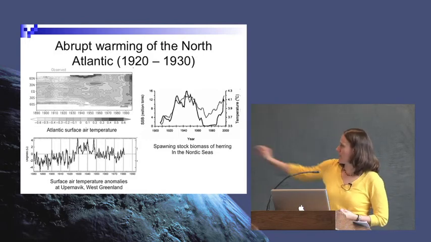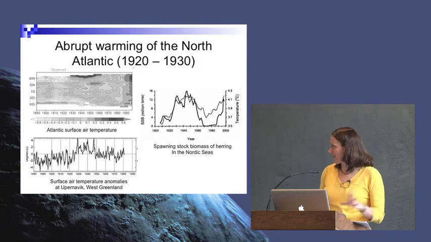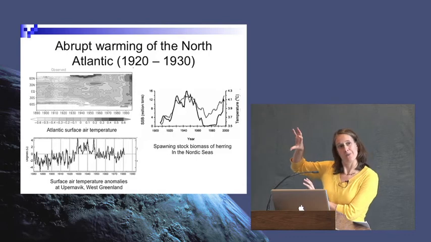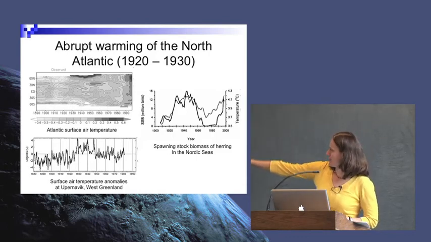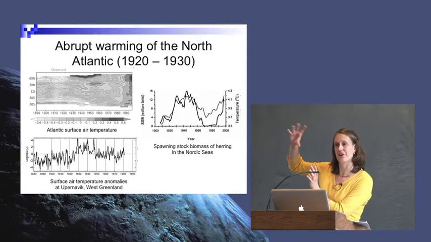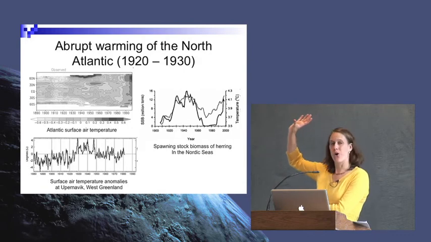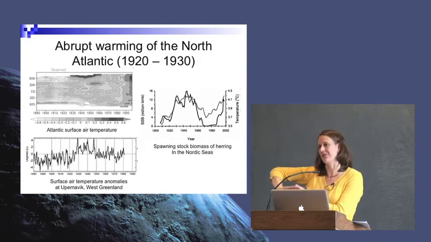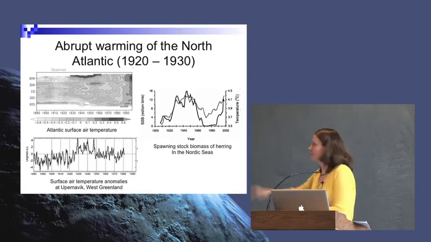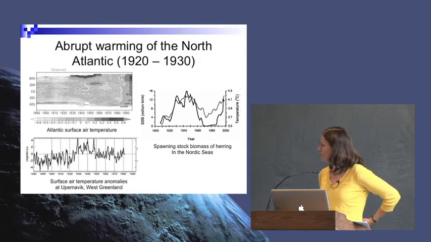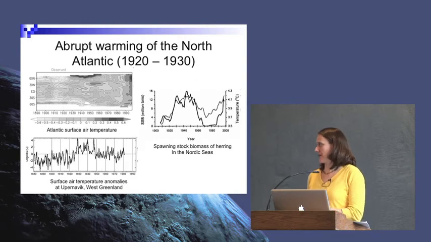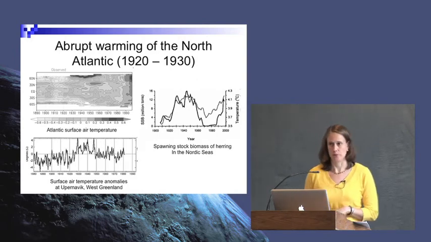And then this graph on the right shows spawning stock biomass of herring in the Nordic seas. So if this region got quite a bit warmer, between 1920 and 1950, the amount of herring increased a whole bunch because you had warmer water, so these fish were able to move up into this region where they normally were not found, at least in such large amounts. And this is also really seen in surface air temperature in Western Greenland.